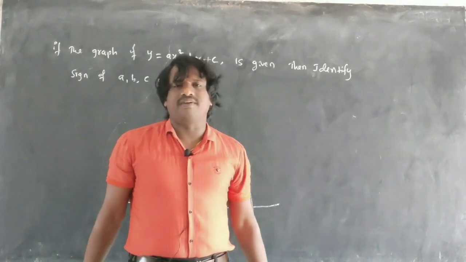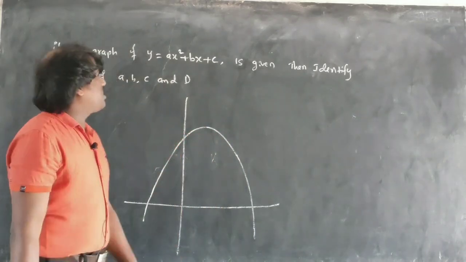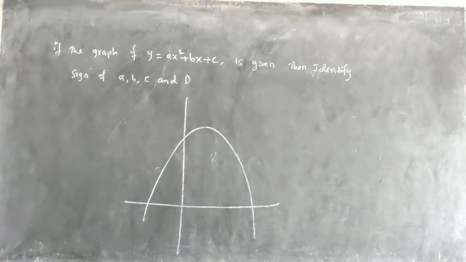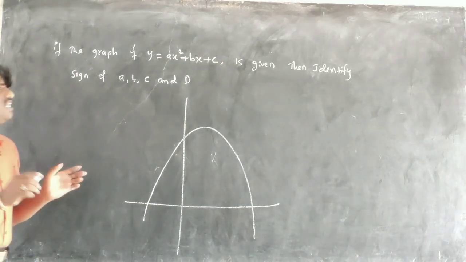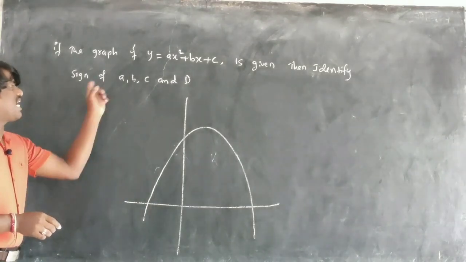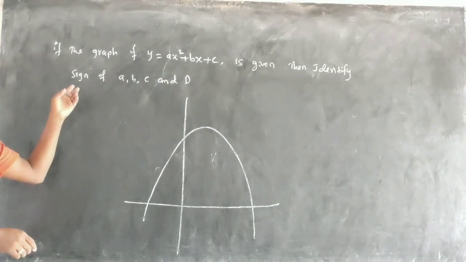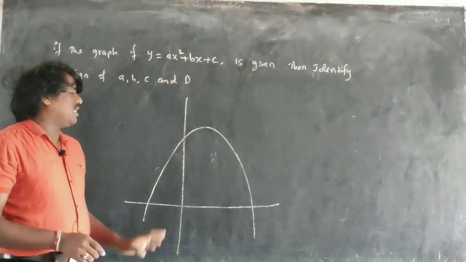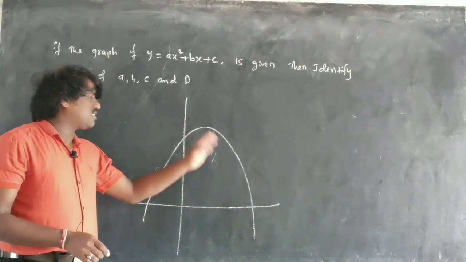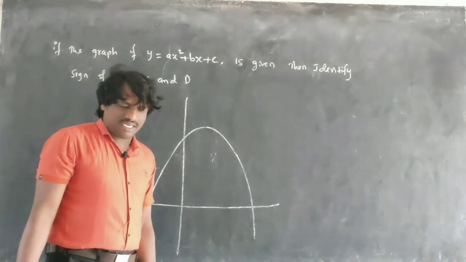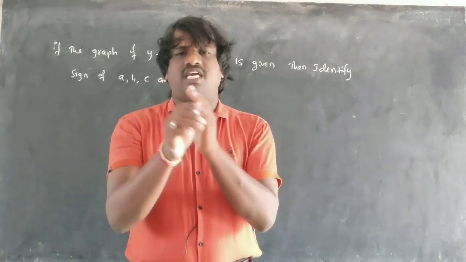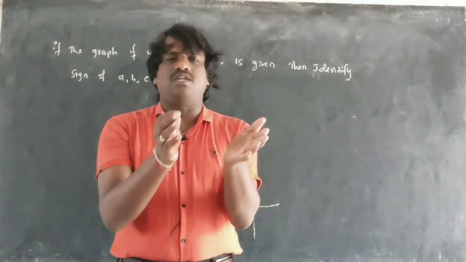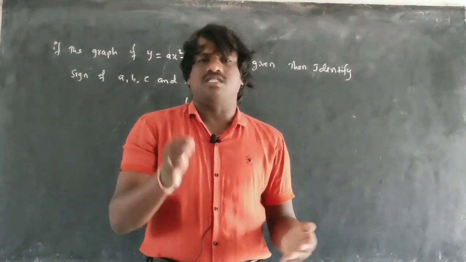Now let us see the next question. If the graph of y is equal to ax square plus bx plus c is given, then identify the sign of A, B, C, D. It is asking what is the sign of A, B, C, D, and this graph is given. As I already discussed the day before yesterday, the sign of a quadratic equation ABC. If you did not watch that video, please go back and watch it.